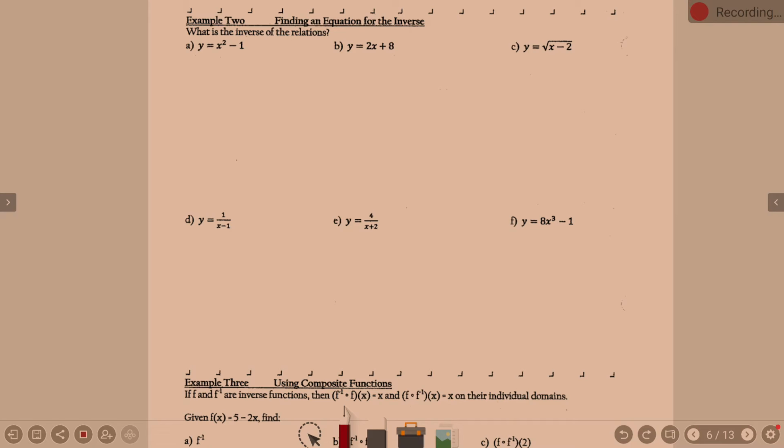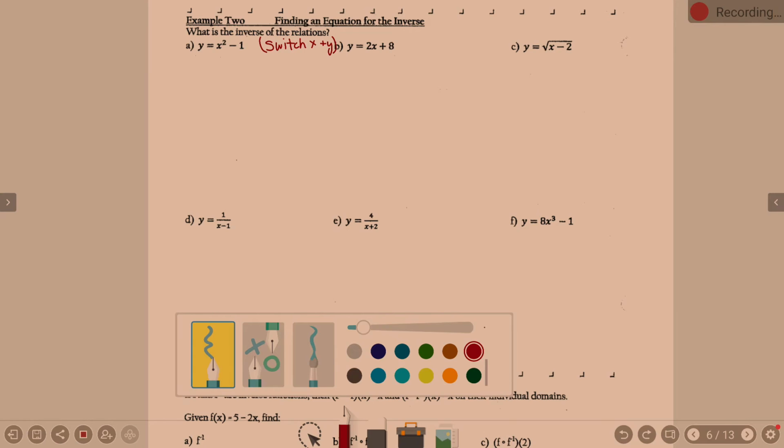Example A. What is the inverse of the relation y equals x squared minus 1? What do we have to do to find our inverse? Take x, take y, switch them. Just like earlier we were switching x and y numbers, now I'm going to switch x and y variables. So step 1 is going to be switch x and y.